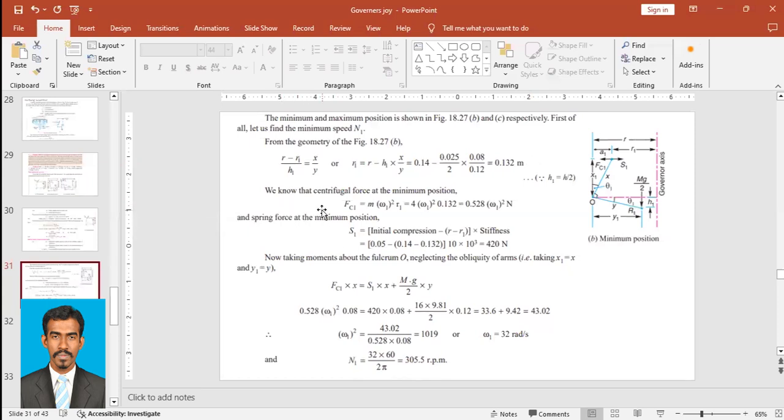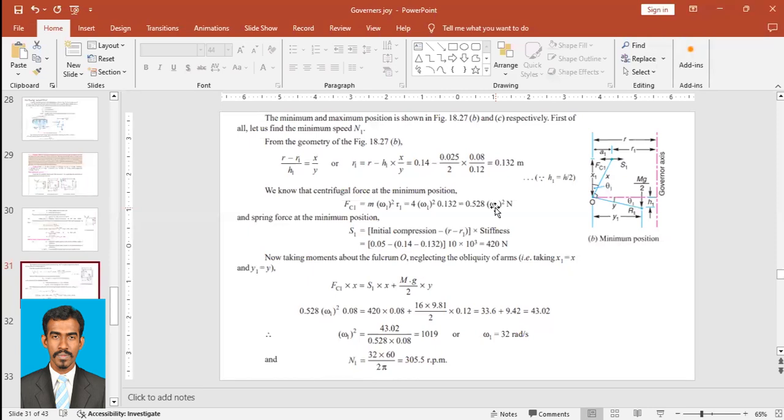We know the centrifugal force at the minimum position. So now we apply the force formula: Fc1 is equal to m omega 1 squared r1. Since it is at minimum position, it is Fc1, centrifugal force 1, omega 1 squared and r1. We replace it with the known values: m is 4, given in the question. Omega 1 we don't know, we have to find. And r1 was found to be 0.132 meter. When you solve it, Fc1 is equal to 0.528 omega 1 squared. So this is one equation.